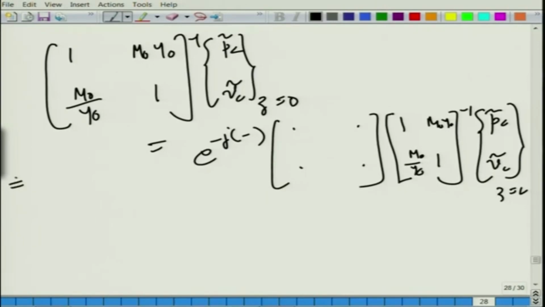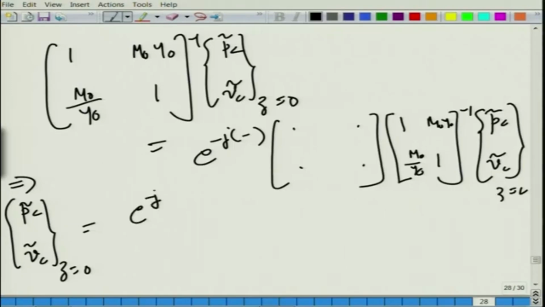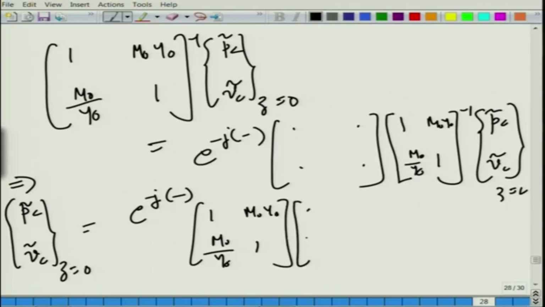So, basically what it would mean is that P_c V_c at z equal to 0 is the inverse of this. You need to multiply with the same matrix again. So, what we would end up with is e to the power of this quantity, which is there, and here we have 1, m_0 y_0, m_0 by y_0, 1 and then this. Now, the inverse of this has to be written.